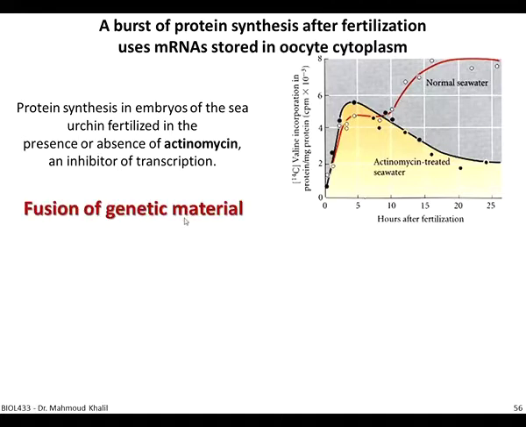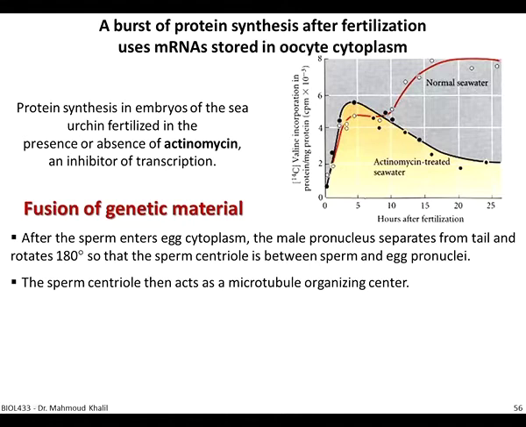The fusion of the genetic material occurs after the sperm enters the egg cytoplasm. Basically, what enters from the sperm is the head with part of the middle piece, which contains the centriole, actually the proximal centriole. The male pronucleus separates from the tail, and it needs to rotate 180 degrees so that the sperm centriole, the proximal centriole in the neck of the sperm, will be located in between the sperm pronucleus and the egg pronucleus inside the oocyte.